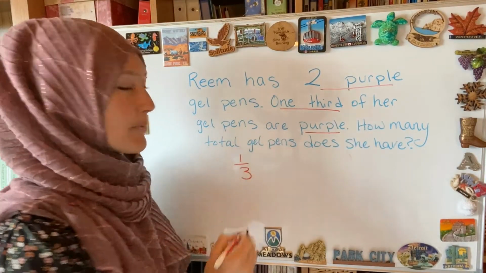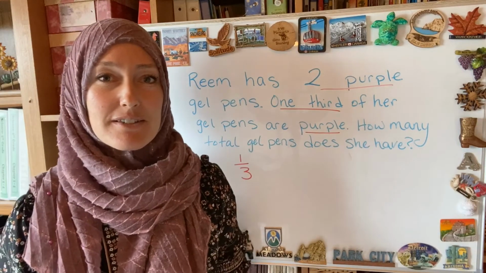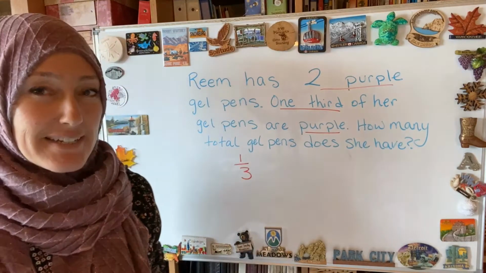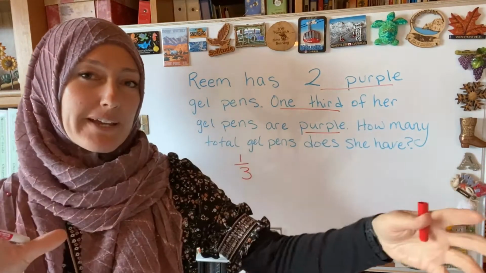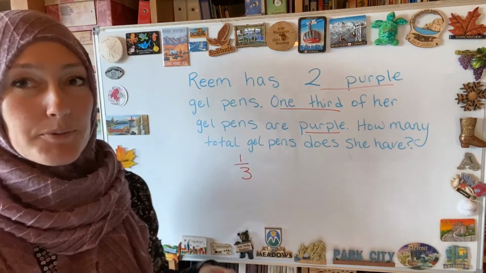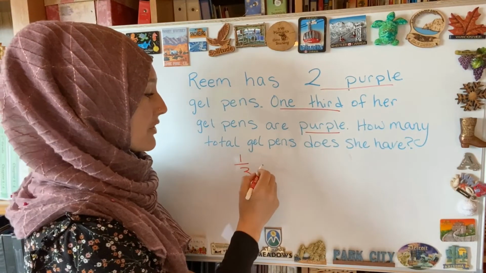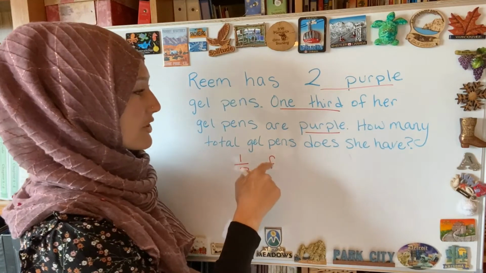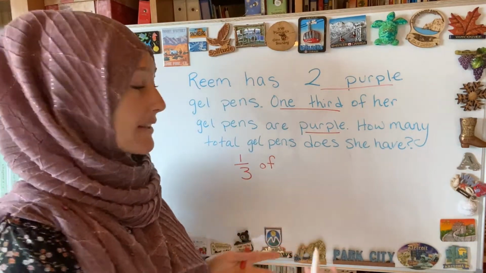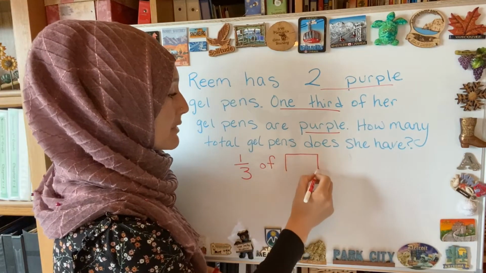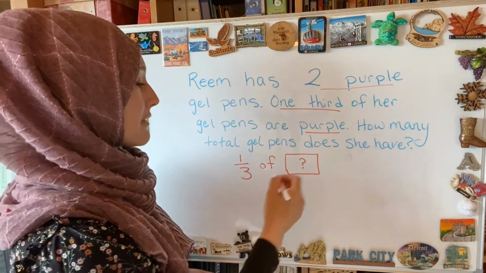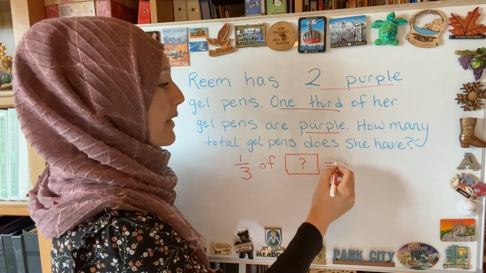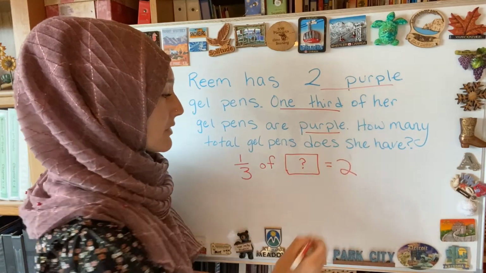Remember that the bottom number, the denominator, tells us how many groups we are going to have. So if I write this out, what I would write as my thinking if I match the problem would be like this. 1/3 of her gel pens, we don't know how many that is, so I'm just going to leave that as a blank box. 1/3 of her gel pens, which we don't know, but they are going to equal 2.